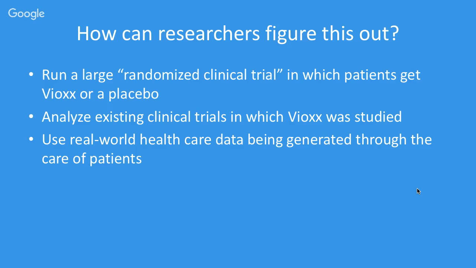So how could you figure out if this drug, rofecoxib, Vioxx, caused myocardial infarction? Well, one thing you could do is run a large randomized clinical trial. Each person who comes in who has knee pain or needs an anti-inflammatory, you give one Vioxx and one placebo, randomly, and then you wait 20 years and see who had a myocardial infarction, and then you do the math and add it up, see how it goes.